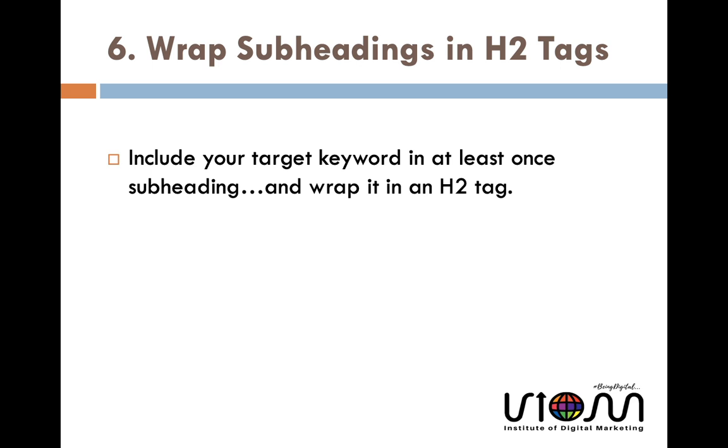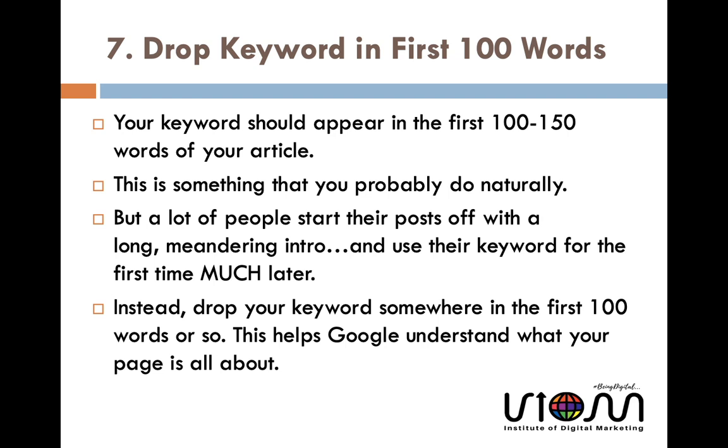Practically we will see how you can add these sizes when you create a blog on WordPress. So on Monday we will do the WordPress blog first, and then on WordPress we will do this SEO practically. Okay, so drop keywords in the first 100 words. Your keyword should appear in the first 100 to 150 words of your article. This is something that you probably do naturally, but a lot of people start their post with a long meandering intro and use their keywords for the first time much later. Instead, drop your keywords somewhere in the first 100 words or so. This helps Google understand what your page is all about.